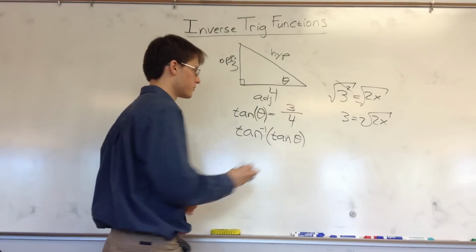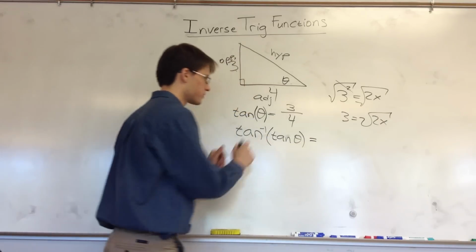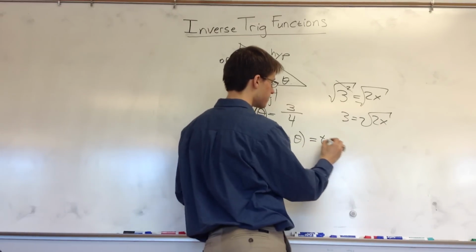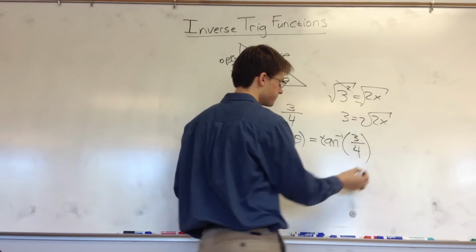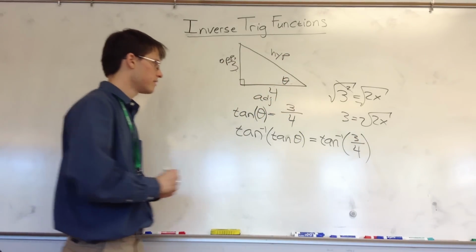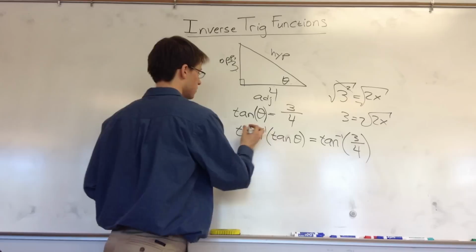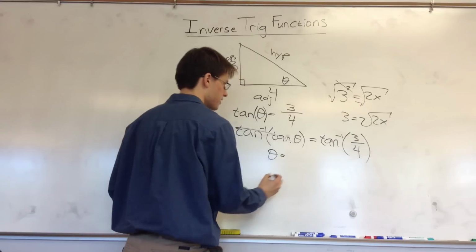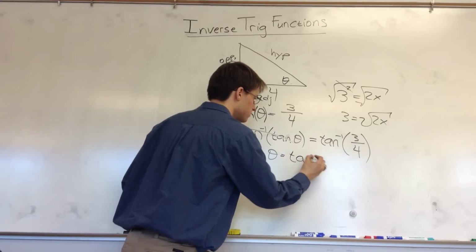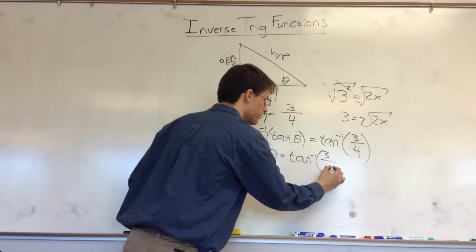So that's going to be equal to, you have to do the inverse tangent to both sides. So you have the inverse tangent of 3 over 4. So the inverse tangent of the tangent goes away. And you're left with theta is equal to the inverse tangent of 3 over 4.